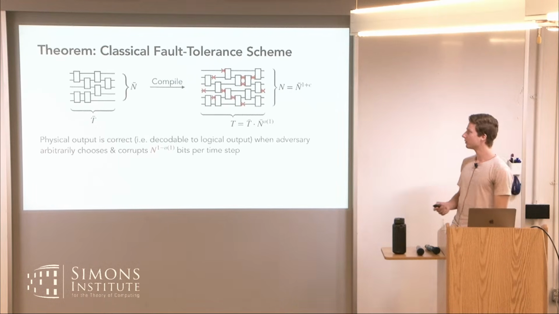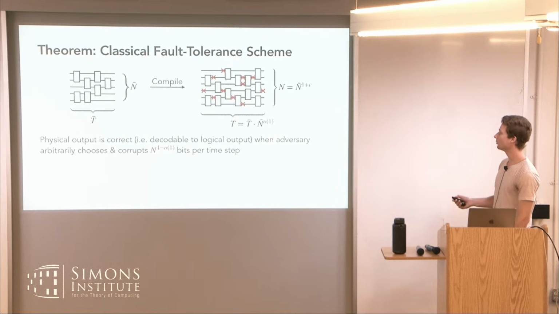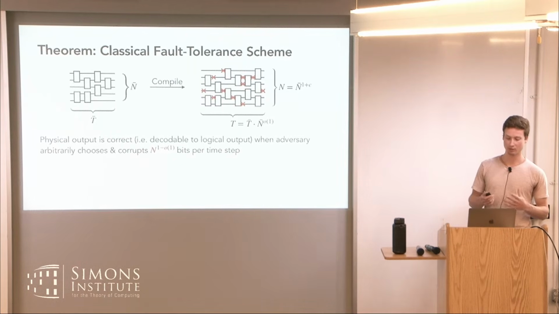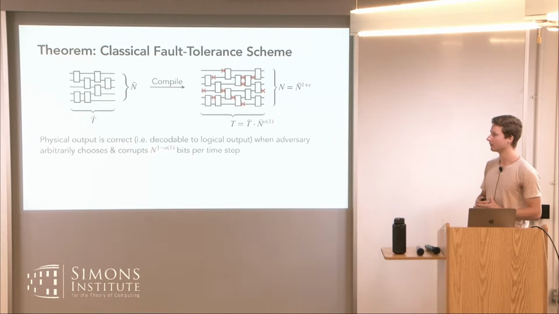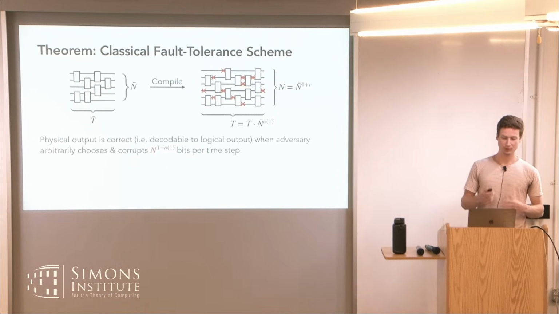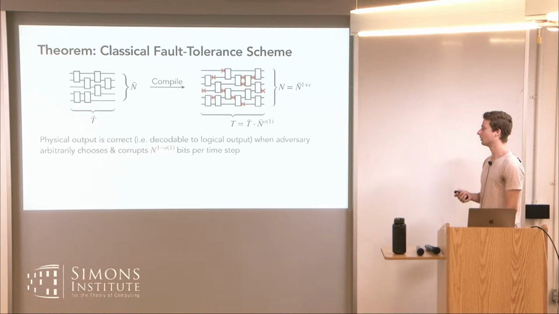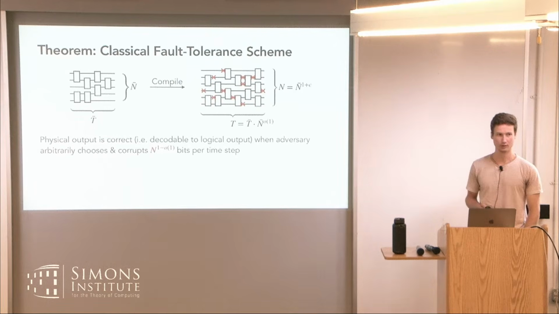And the key fault tolerance property is that the physical output, the output of our physical circuit, is correct, so it's decodable to the true logical output, whenever the adversary arbitrarily chooses and corrupts an almost linear number of bits, like n to the 1 minus little o of 1 bits, in every time step. So the adversary is allowed to corrupt a very large, almost linear number of bits in every time step. And we're still able to compute the correct output under this pretty strong error model.